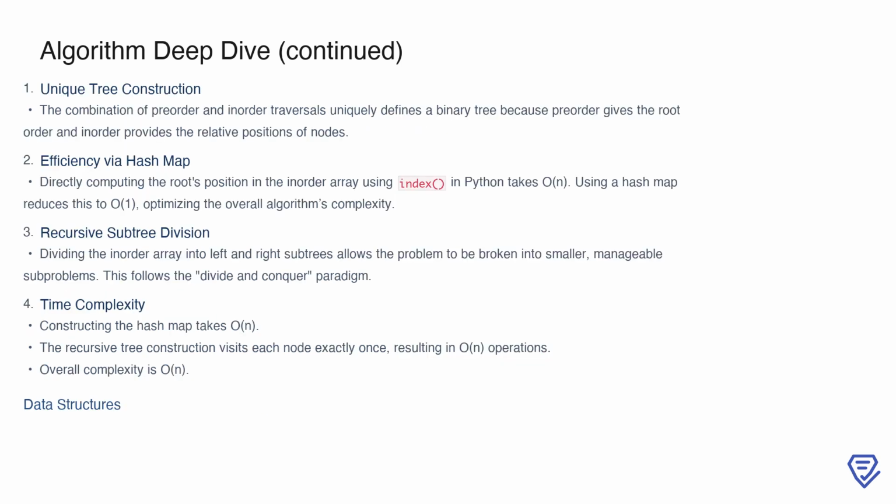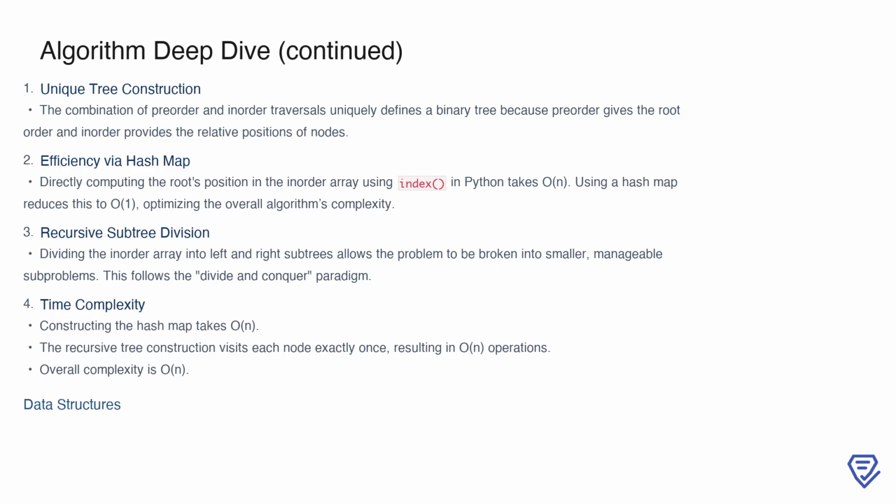Using both preorder and inorder traversals allows us to uniquely reconstruct a binary tree because the preorder sequence determines the order of root nodes, while the inorder sequence provides the relative positioning of nodes. To optimize the algorithm, we use a hash map for the inorder array, allowing constant time lookup for the root's position, as opposed to the linear time required by the index function in Python. This optimization significantly improves the efficiency of the algorithm. By dividing the inorder array into smaller segments for the left and right subtrees at each step, we follow the divide and conquer approach, breaking the problem into manageable subproblems.